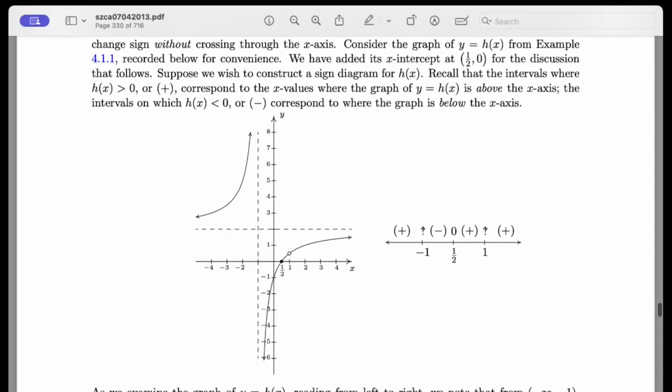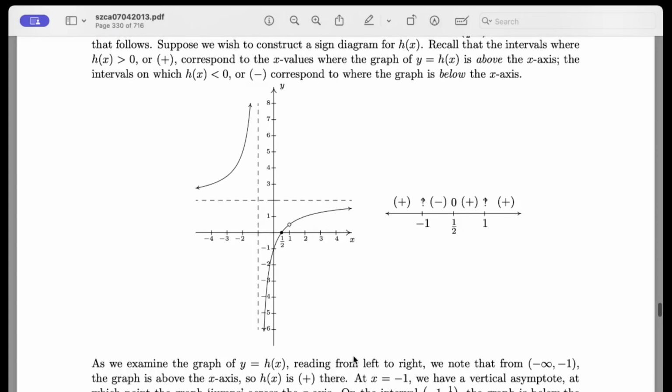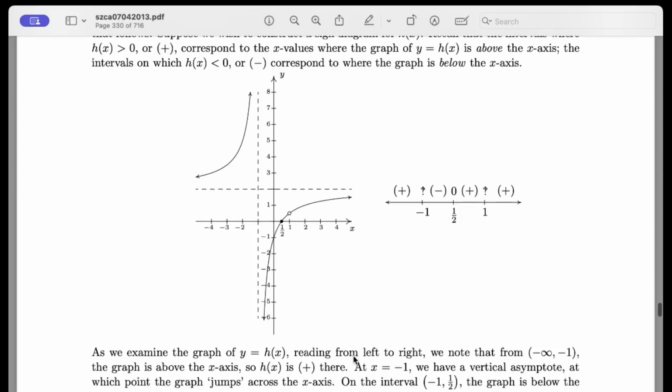So, first thing we're going to do is think about sign diagrams. Basically, just keeping track of where a function is positive and where it is negative. Now, with polynomials, that's super easy because polynomials only potentially change sign when they have zeros. But for rational functions, the situation is more complicated.